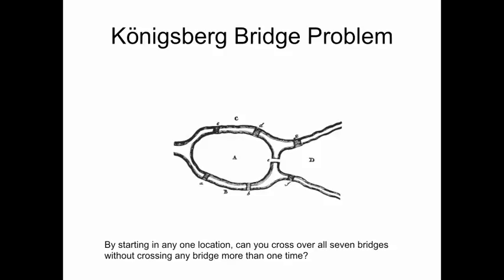Someone came to him and said, "Can you cross all 7 bridges?" Here are the bridges of A, B, C, D, E, and F. Can you cross all 7 of these bridges if you go for a walk on a Sunday afternoon without going across the bridges more than one time? So that's really how networking or graph theory began.